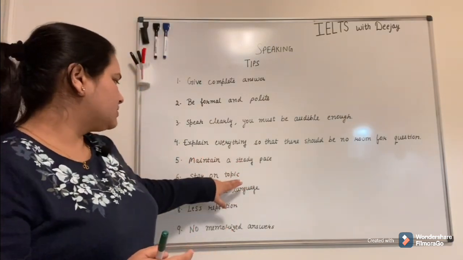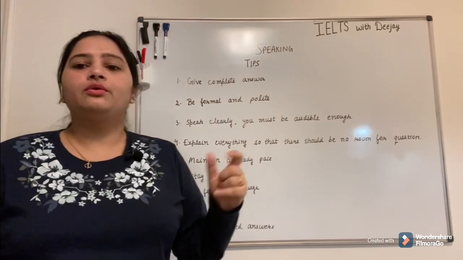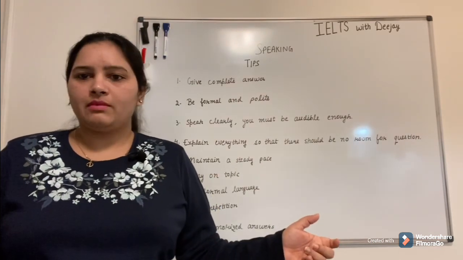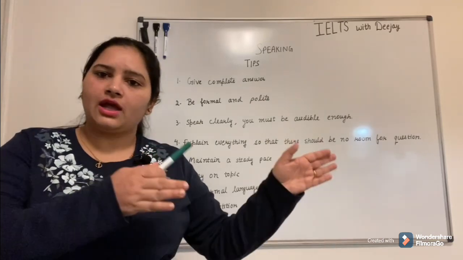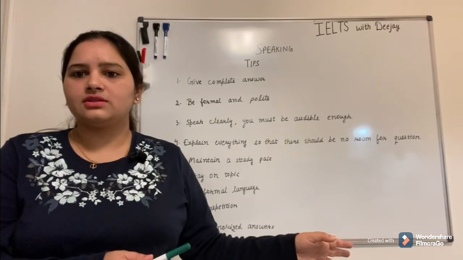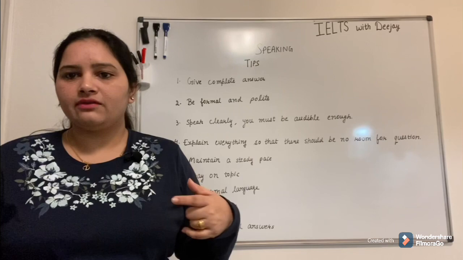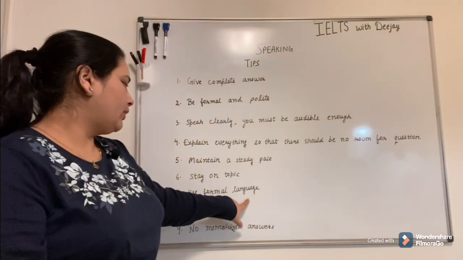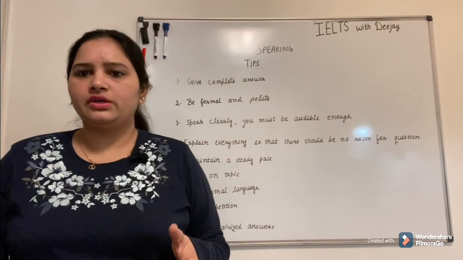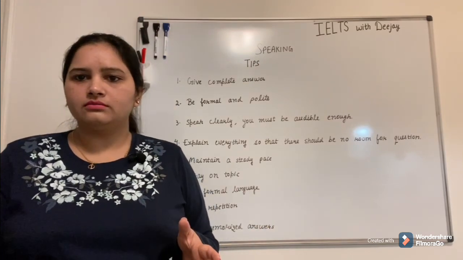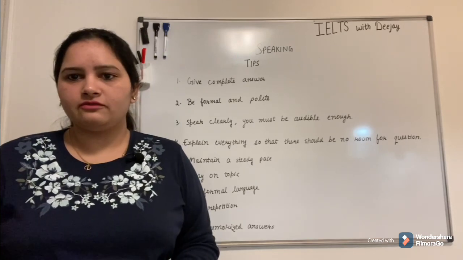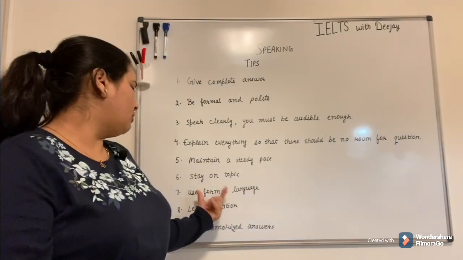After that, you have to stay on the topic. Do not go off the topic. Like if you are asked about a family member you like, stick to that only. Do not include your friends in that. That will have a negative impact on your marking. Next is to use formal language. Do not use informal words like dad and mom. We should refrain from these and we need to be formal.